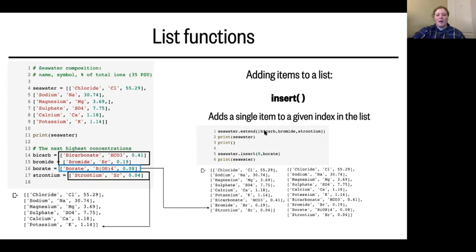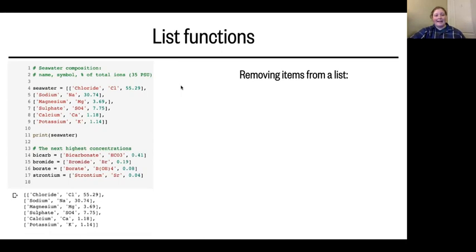So instead of having to go back and put this here and run it again, we can just say seawater.insert 8, which is the index where we want it, right? Because it's 0, 1, 2, 3, 4, 5, 6, 7, and we want it right at 8. And then we say borate, because that's the item we want to put there. And as you can see, it puts it in there and bumps that one right down. So that's all of the ways to add items to a list.